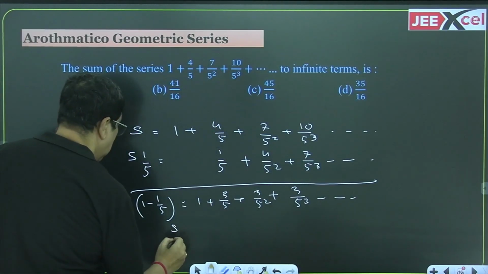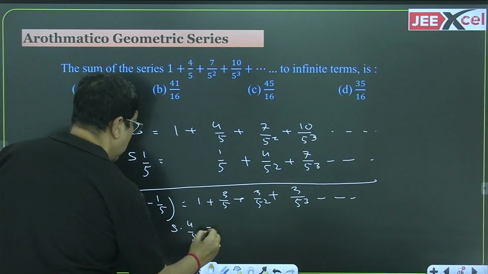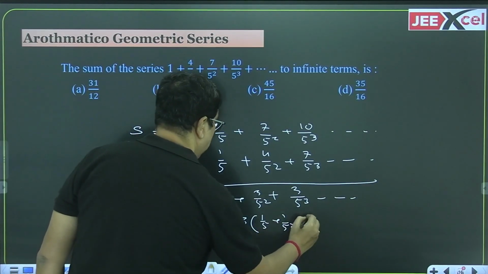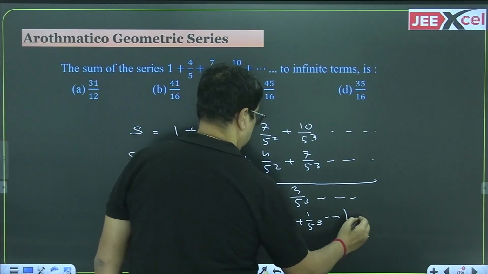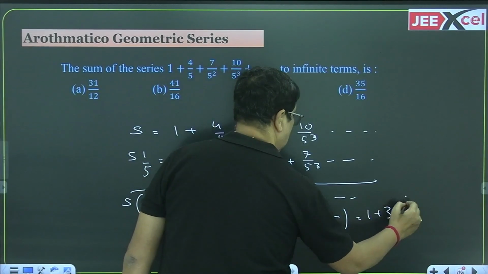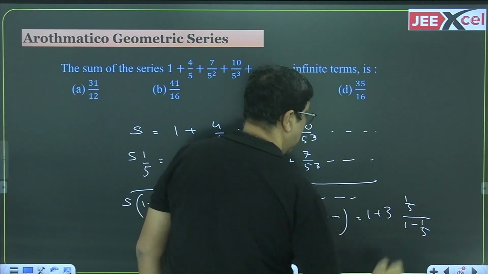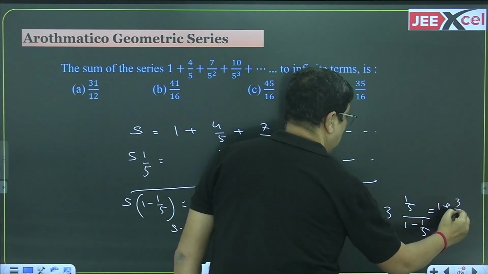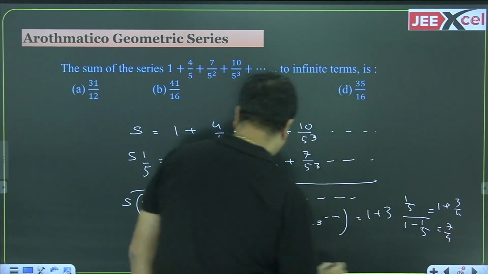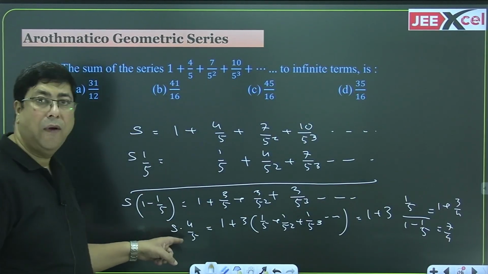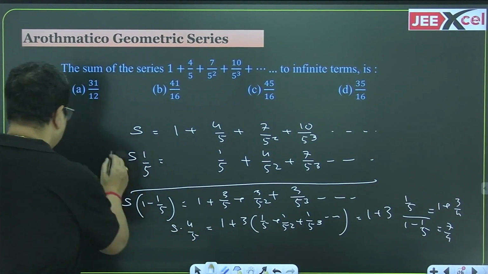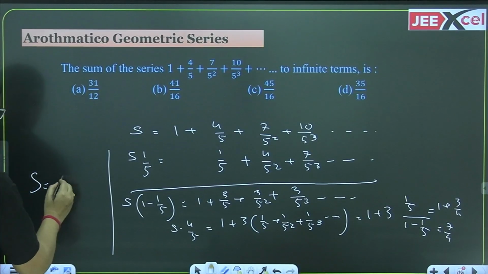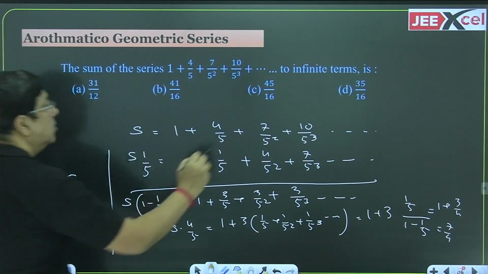So S into 1 minus 1/5, such as 4/5, equal to what is coming? If we take 3 common, 1 by 5 plus 1 by 5 square plus 1 by 5 cube. That is in this case 1 plus 3 times a by 1 minus r. So what is happening here? The 1/5 cancels, that is 1 plus 3 by 4, that is 7 by 4. So here S into 4 by 5 equal to 7 by 4. Therefore S equal to 7 into 5, 35 by 16. So this is the right answer.